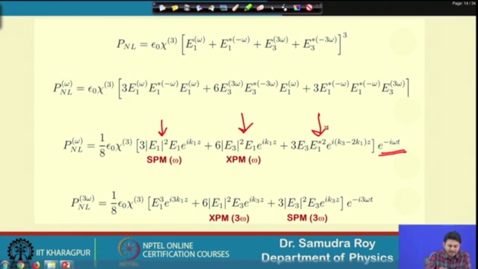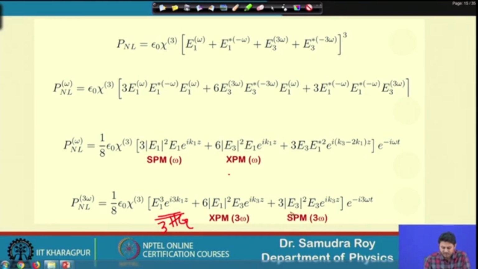Then you will find that there are terms, E1 cube, which is the third harmonic generation term, and the cross phase modulation term and self phase modulation term. What is cross phase modulation? What is self phase modulation? Let us try to understand very briefly.